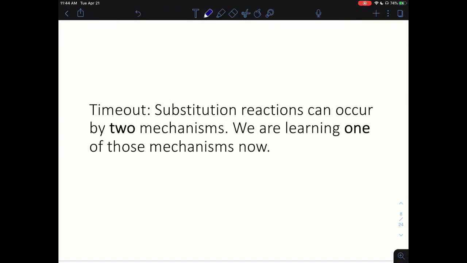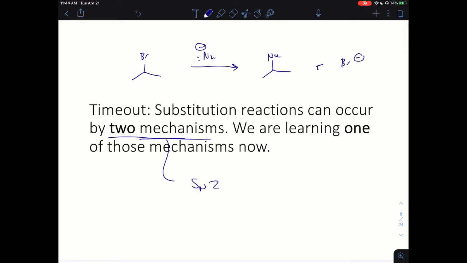All right, so substitution reactions, we're going to hone in on those. So for example, taking some alkyl halide with some nucleophile to make the substitution product and a leaving group. These substitution reactions, again, can occur by two mechanisms, and I'll just tell you, those two are called the SN2 or the SN1. We're going to learn one of those possible mechanisms. Mechanism just means how, like how do you make a substitution product? We're going to learn one of those mechanisms now, that is the SN2. So let's do it.